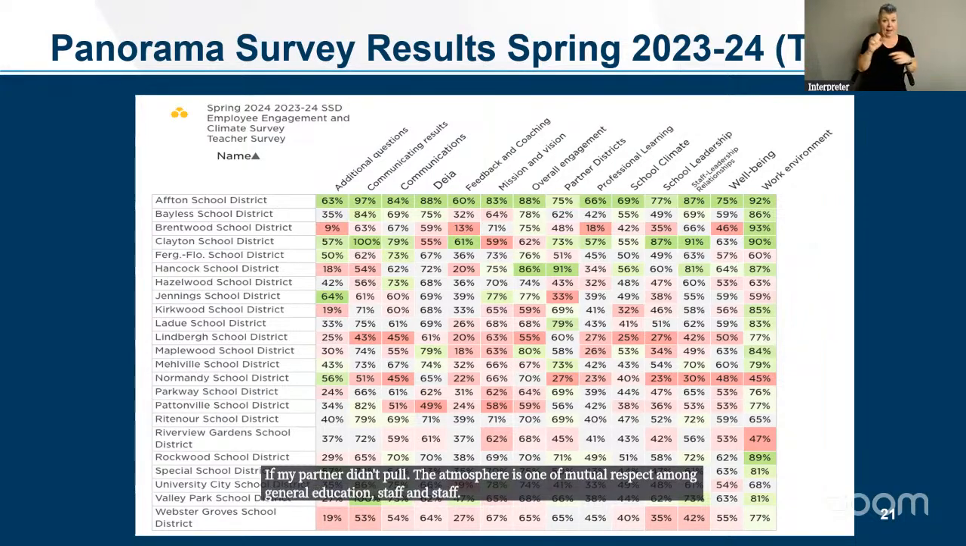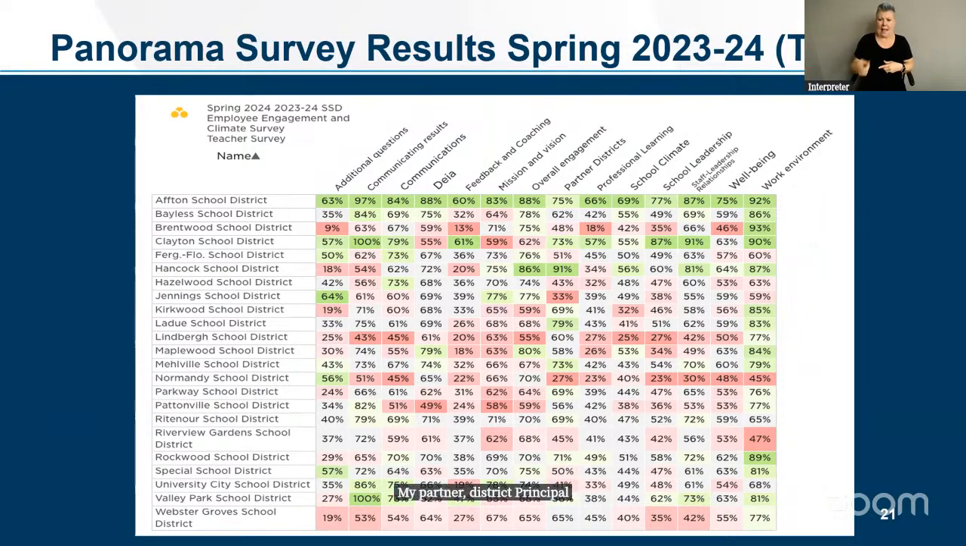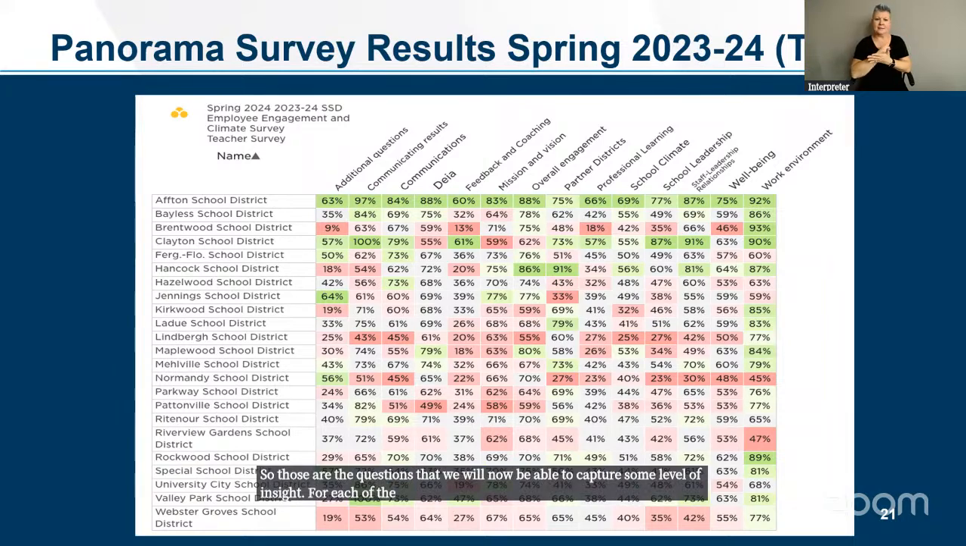My partner district principal effectively communicates important issues that affect me. Staff at my partner district school work together to ensure a student-centered educational environment. And last, the administrators in my partner district work collaboratively with SSD administration. So those are the questions that we will now be able to capture some level of insight for each of the districts that we support. And if I am correct, we can drill this down to the school level and individual level.